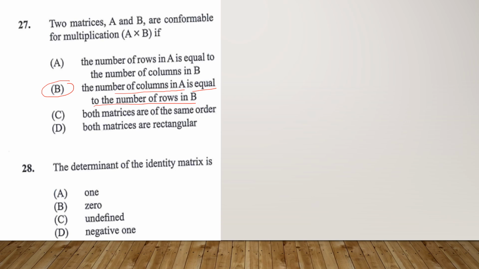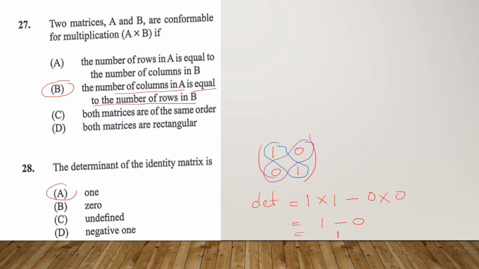All right, 28. The determinant of the identity matrix is, so we know that the identity matrix is 1, 0, 0, 1. And to find the determinant, it is first leading diagonal, so that would be 1 times 1 minus the second diagonal, which would be 0 times 0, so that is 1 minus 0, so the answer is 1A.